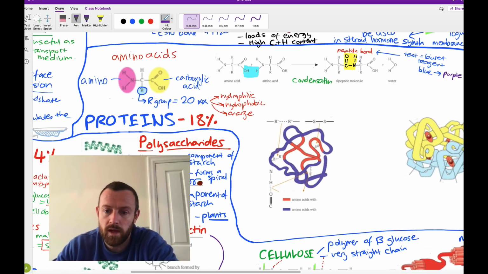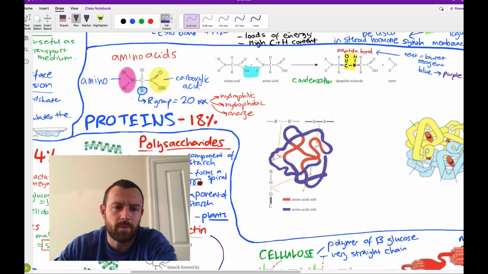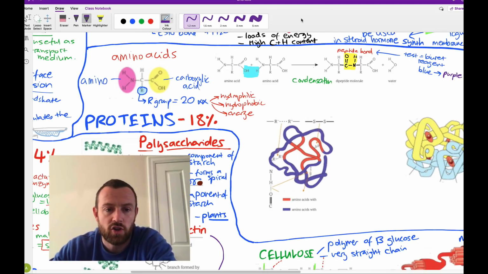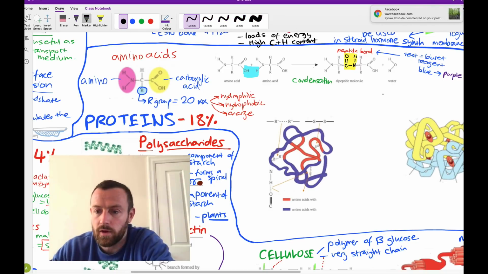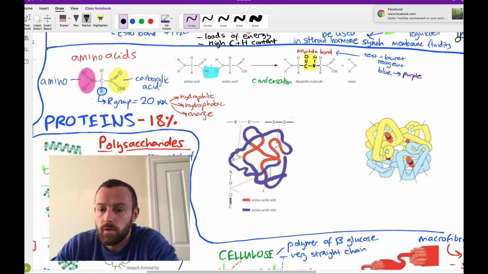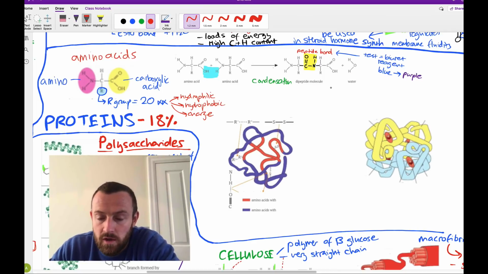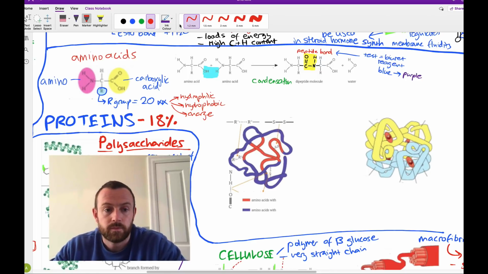Okay, so when we join amino acids together into proteins, we talk about levels of structure. Okay, so let's talk about those structures. Move across a little bit here. So first of all, we have, what color am I going to do this in? Let's do red. First of all, we have, oh gosh, sorry, that's too big.